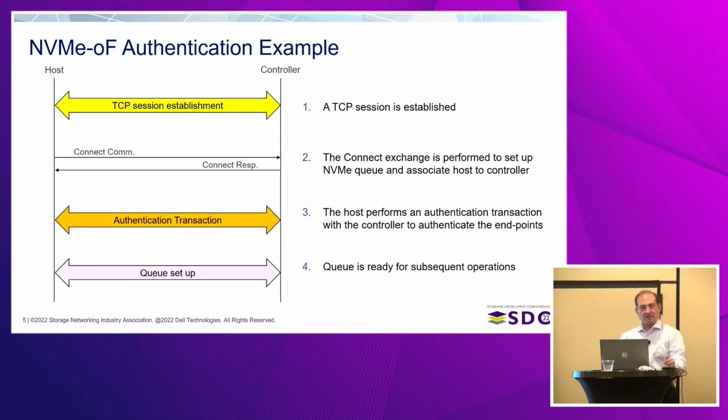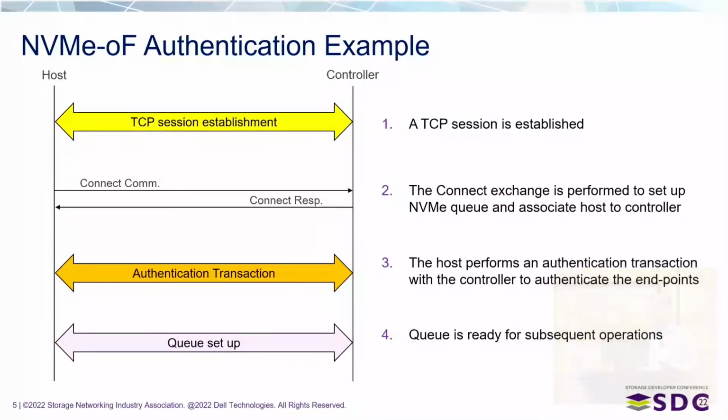This is an example of an authentication of a host and a controller. The way in which we define this is called bidirectional authentication. You have a session establishment between host and controller. You have your connect command that sets up queues and associates the host to the controller, as you can see here. At this point, an authentication transaction can happen, and this enables the host to authenticate the controller, so verify the identity of the controller, and the controller to authenticate the host, so verify the identity of the host. At this point, the queue is ready for subsequent operations, and the two parties have both been authenticated to each other. So this is the way in which we define an authentication of two entities in NVMe.